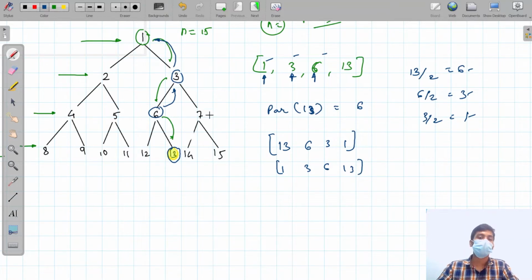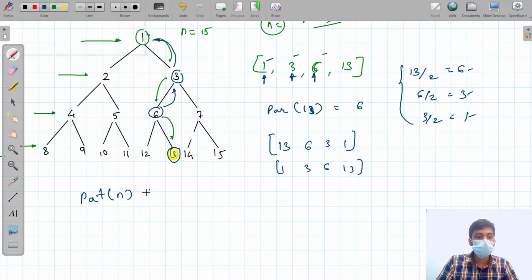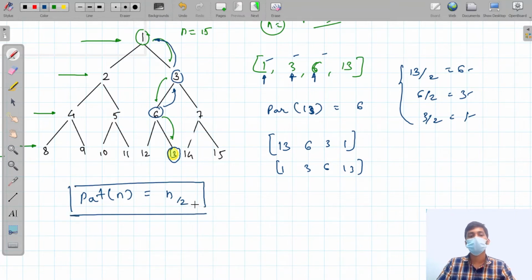So from this, can I formulate or derive a formula that, in this general tree, parent of n is nothing but n by 2? This is one formula. Can I say this? Yes, this will actually work for every node. Let's say for 11 it is going to be 11 by 2, which is 5, then 5 by 2 is going to be 2, and 2 by 2 is going to be 1. So this formula is going to give me the total path from the given node to 1.